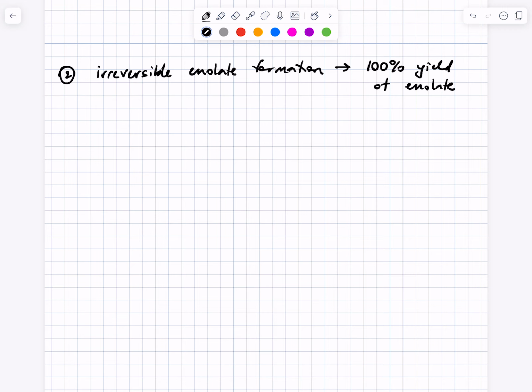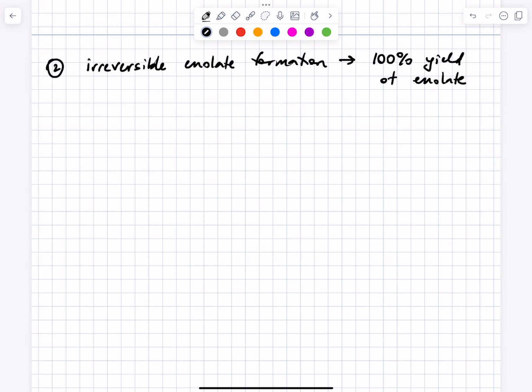So there's multiple ways you can do this, and it's just about using a base whose pKa is higher than the pKa of the alpha proton you want to remove. For example, here's an example of irreversible enolate formation. I have a carbonyl compound that has two different kinds of alpha protons. The ones that are alpha to just one carbonyl should have a pKa of around 20. The ones that are alpha to two carbonyls, as we've said for the beta diketone, I think that pKa was like 9.